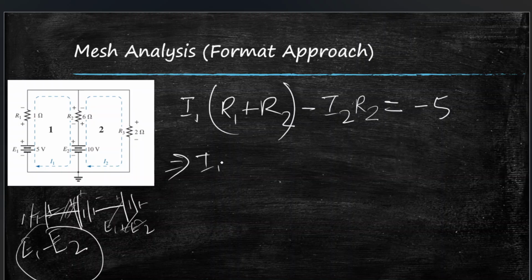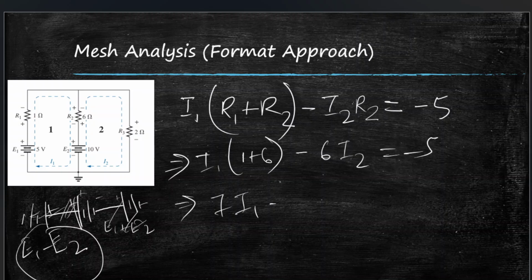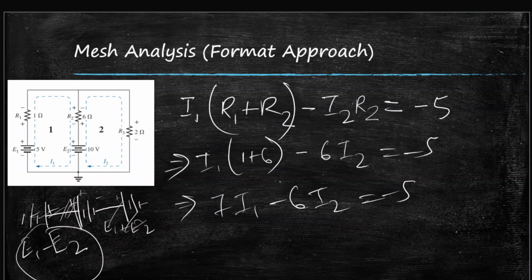Then substitute the values: I1 times R1 plus R2, that's 1 plus 6, minus I2 and R2, so 6 I2, is equal to minus 5. So finally we have 6 plus 1, 7 I1 minus 6 I2 is equal to minus 5. So this is our equation 1.